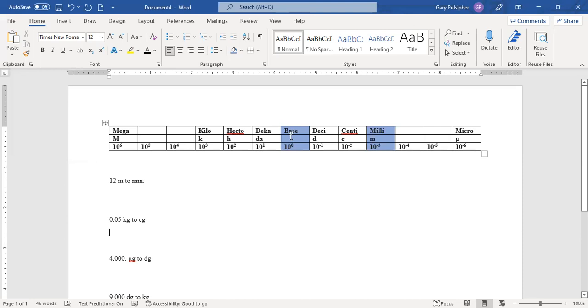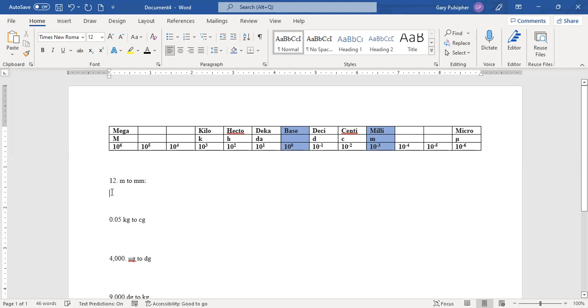So if I start from base, it's 1, 2, 3 steps to milli, and I'm moving from left to right. So that means I'm going to move my decimal 3 spots from left to right, the same way I had to move on this table. That's what makes it better than the up-down table, because whichever direction you're moving on here is the direction you're going to move your decimal. So I'm going to move it 3 spots left to right. And remember, right now it's right there. So I have to move it 3 spots going this way.